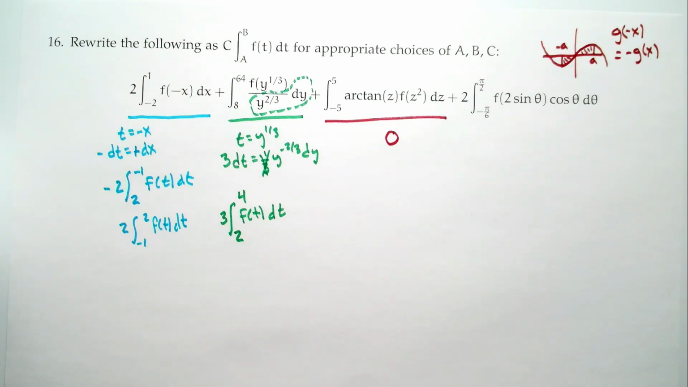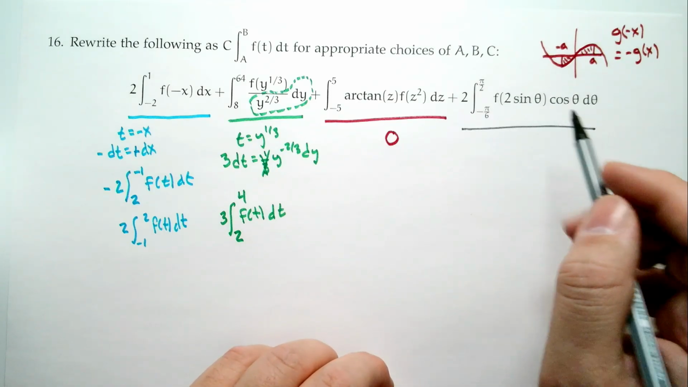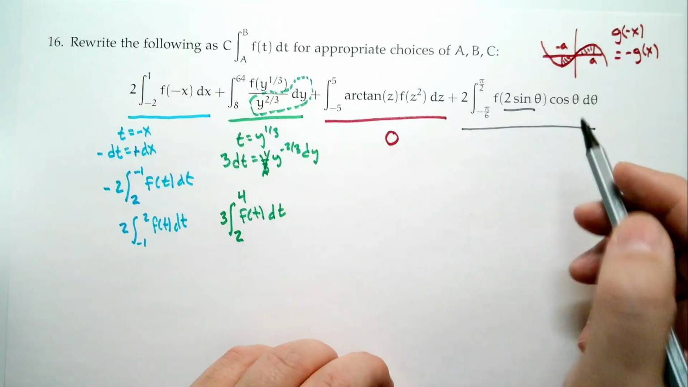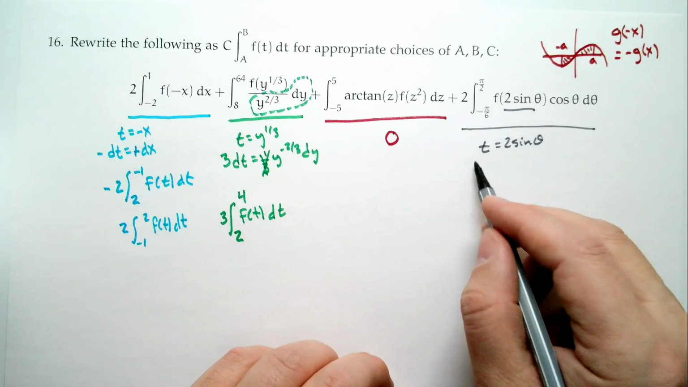Somebody wrote this problem. Okay, last piece here. Let's see what happens here. Well, again, we want the inside, so we'll set t to be 2 sine theta. What does dt become?